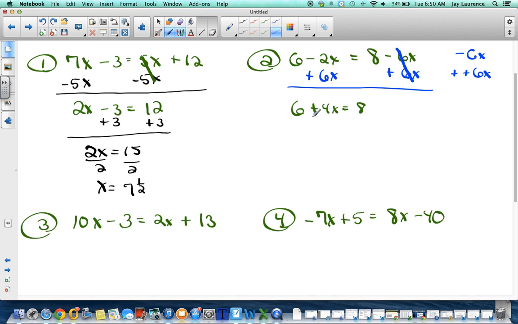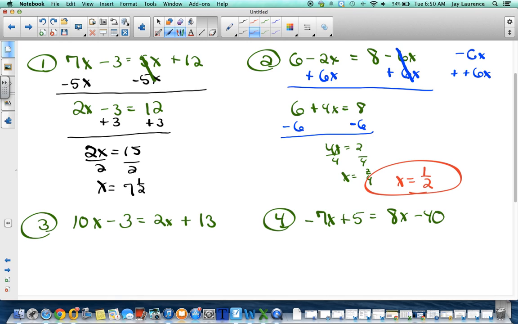And then I'm going to just solve my two-step equation. I'll take 6 away from both sides, yielding 4x equals 2. I'll divide by 4 on both sides. X equals 2/4, but that's not the best answer. I'm going to simplify it down to x equals 1/2. And there we go. And of course we can check it. I'll go 6 minus 2 times 1/2. Following the order of operations, 2 times 1/2 is 1. So this is really 6 minus 1, which is really 5.